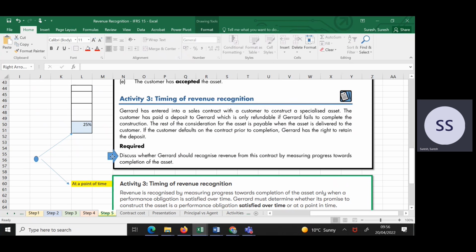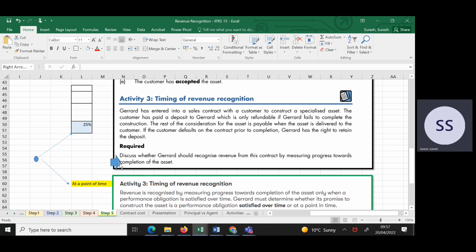So the question here is to discuss whether Gerard should recognize the revenue from his contract by measuring the progress towards completion of the asset. So they're asking you, is this the way Gerard should recognize the revenue? That means once he completed the first two legs, he can claim the revenue of that percentage. Can he claim like that, or the second approach? That means he has to wait until he completes the full chair, the whole asset, and only then become entitled to recognize that as revenue in his books. Which method would we use?